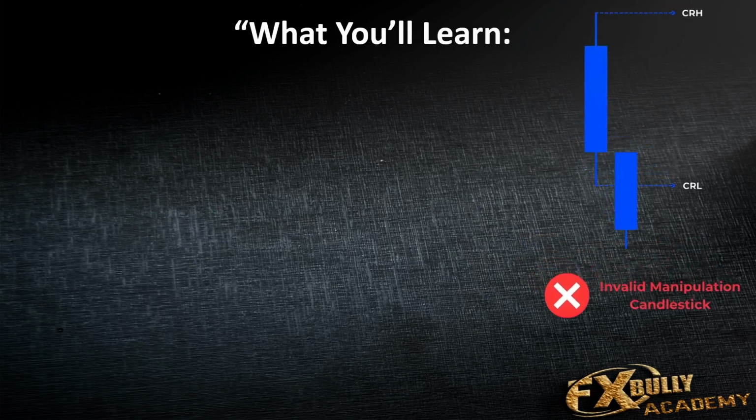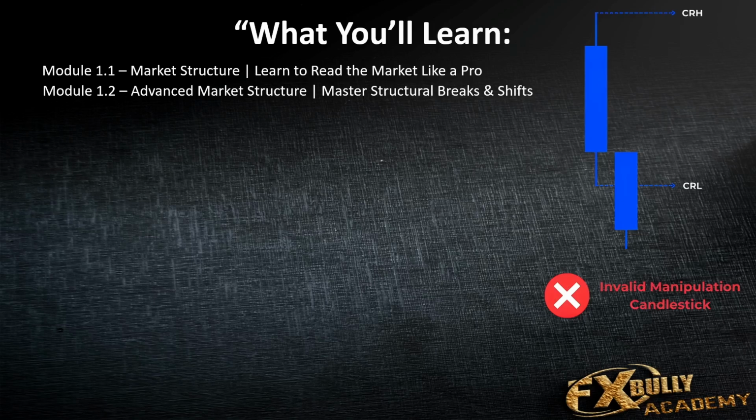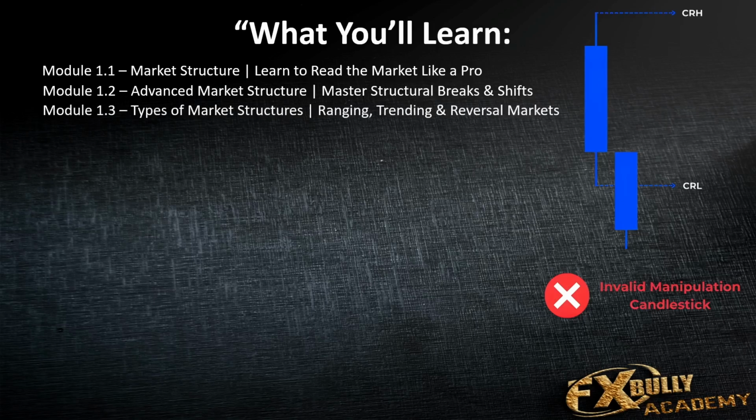What you will learn from this course: we will start from module 1.1, which is market structure, where you will learn how to read the market. And then we'll go forth to module 1.2, where we'll be looking at advanced market structure, where you will understand how the market really books price. We'll then go to module 1.3, where we'll look at types of market structures, where you will understand the structures that we have and how to trade them.